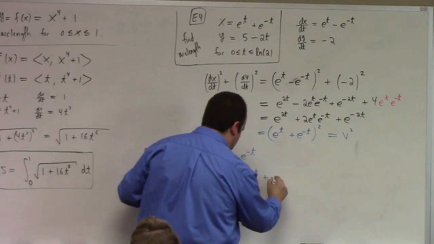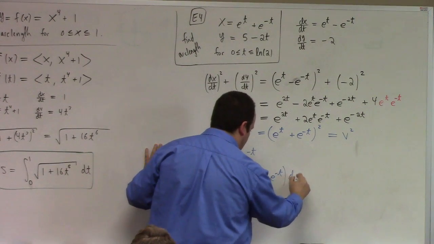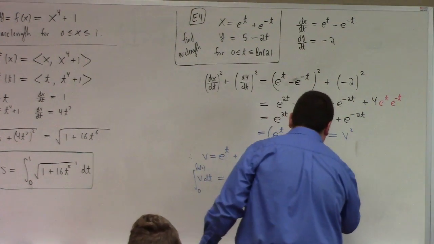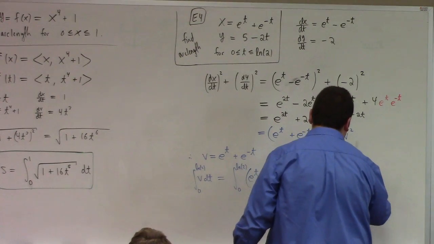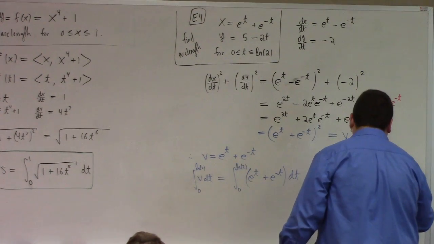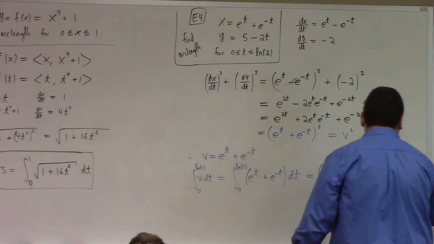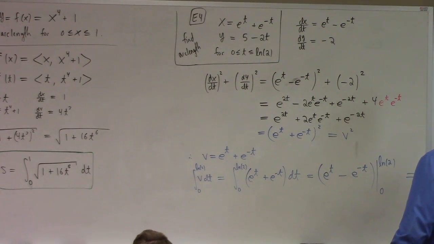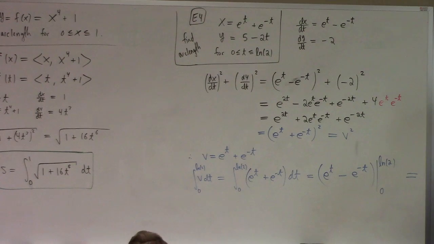E to the t plus e to the minus t dt, you can do the integral. We've got e to the t minus e to the minus t, evaluated from 0 to log 2 by the fundamental theorem of calculus part 2. So there you go, that's e to the log 2 minus e to the minus log 2, and then minus the quantity e to the 0 minus e to the 0, which of course is 1 minus 1, which is 0. So we get 2 minus 1/2, which by the way is 3/2.